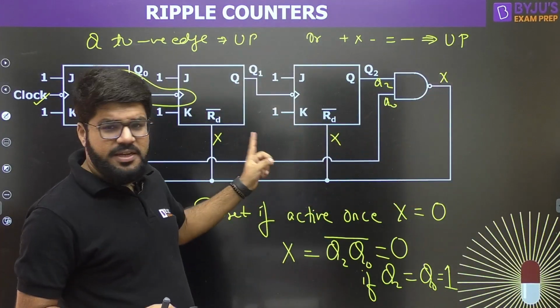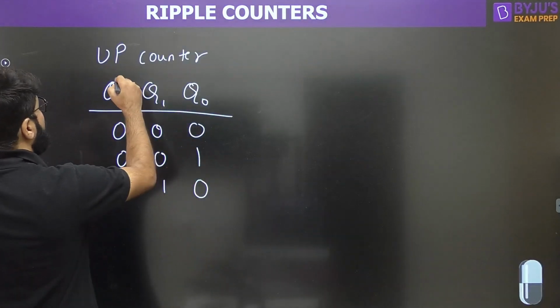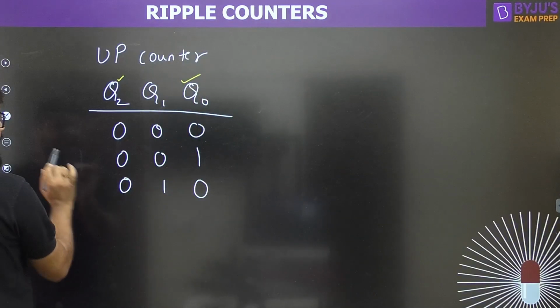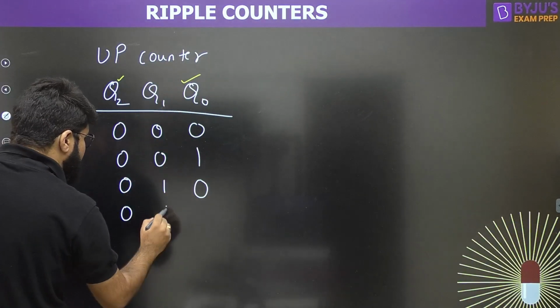X goes to the reset pin. Then we will see what happens. You have to wait for Q2 and Q0 to be 1. Right now they are at 0, 0. Earlier they were at 0, 1. Both have to be 1, so keep counting till that time.